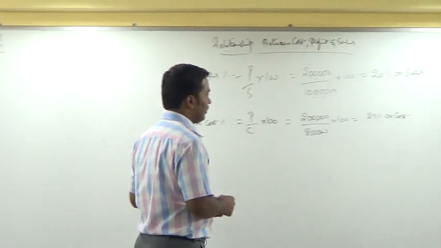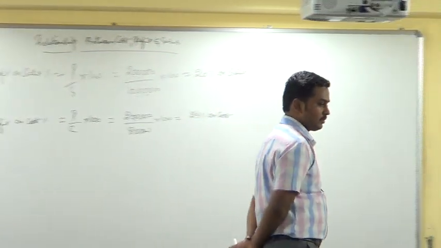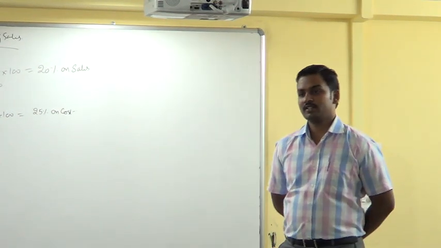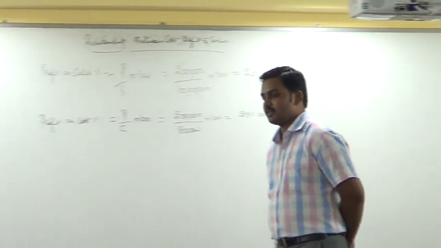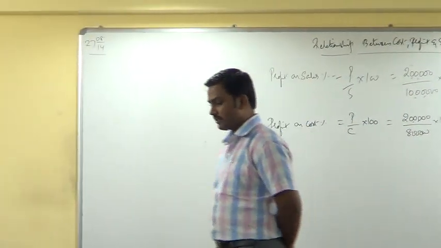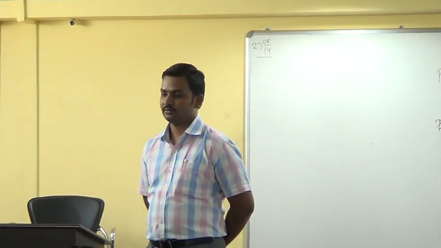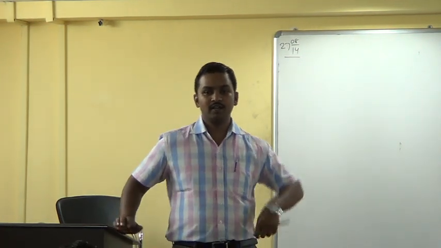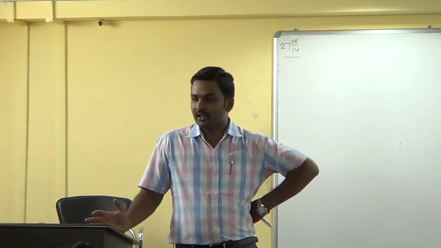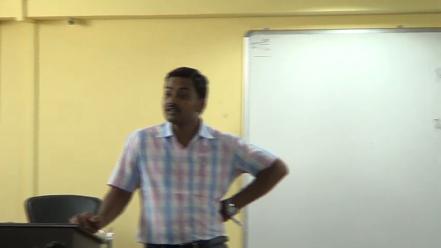Write down one more problem. Sales 15 lakhs. Gross profit 5 lakhs. Cost of goods sold, question mark. How do you calculate? Sales minus gross profit is nothing but cost of goods sold. How much is it? 10 lakh.